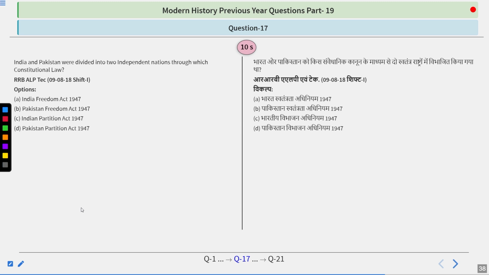India and Pakistan were divided into two independent nations through which constitutional law? Options are Indian Freedom Act 1947, Pakistan Freedom Act 1947, Indian Partition Act 1947, or Pakistan Partition Act 1947. Think about it.